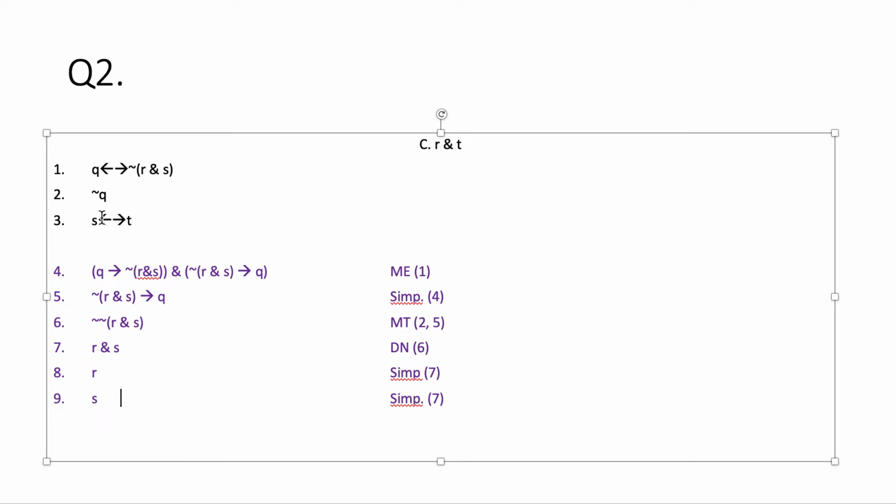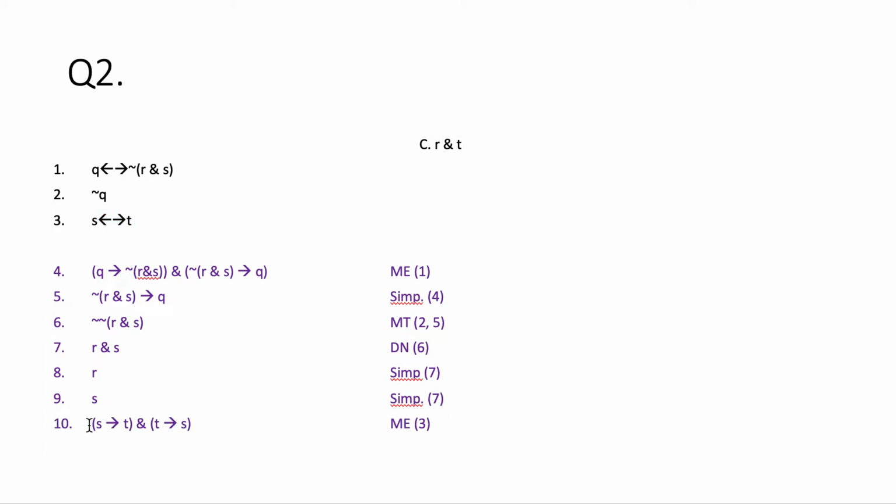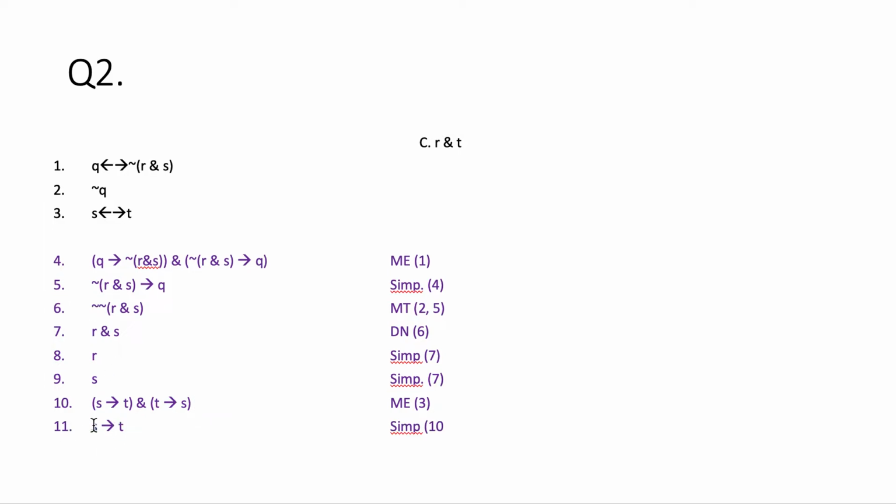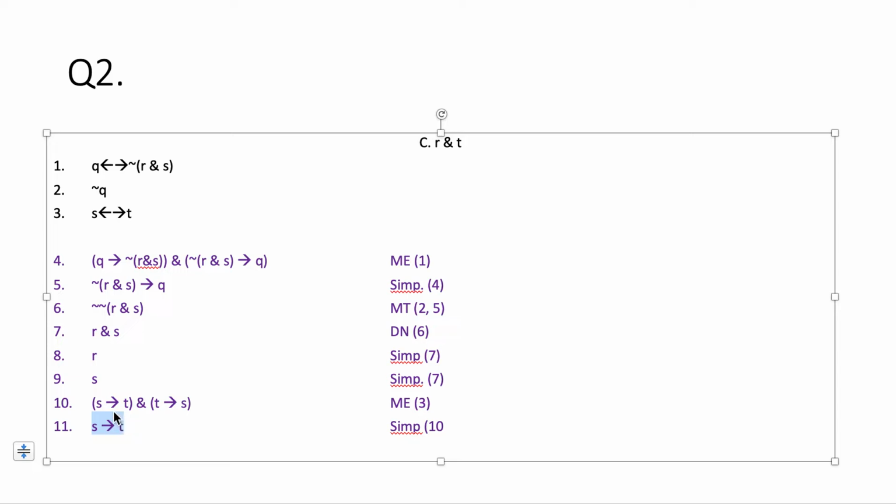What I'm going to do is use material equivalence on 3 to produce this conjunction, a conjunction of 2 conditionals, if S then T and if T then S. Then I'm going to do what I did before, and use simplification on that conjunction on line 10. I'm going to isolate this conditional, which was the left conjunct.